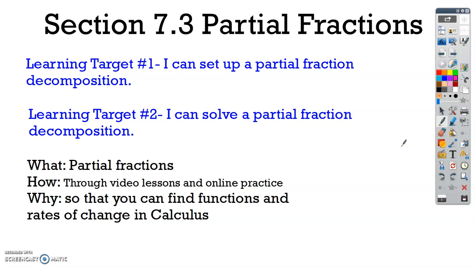Our purpose is the same, so we're doing partial fractions with our videos and online practice so that you can find functions and rates of change in calculus. So again, the goal of this class is to make you successful in calculus, and this is going to help.